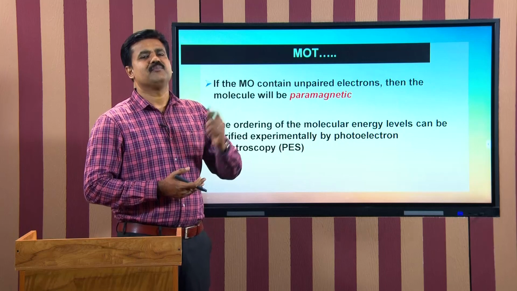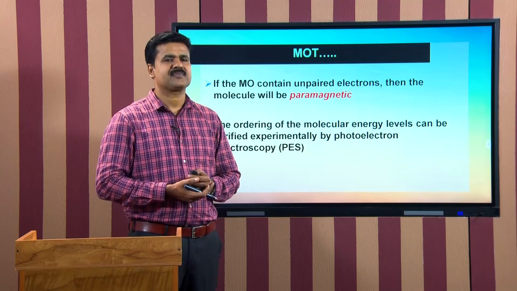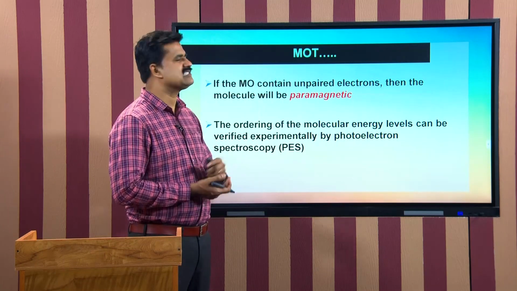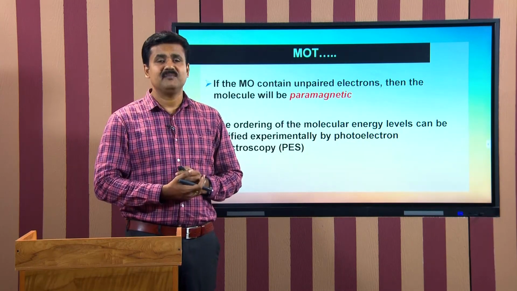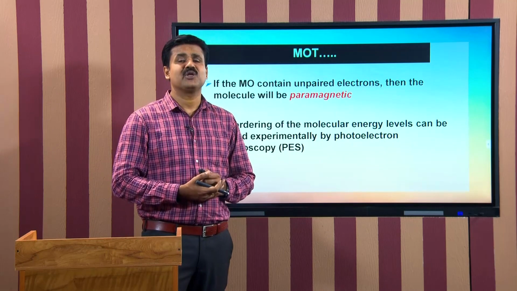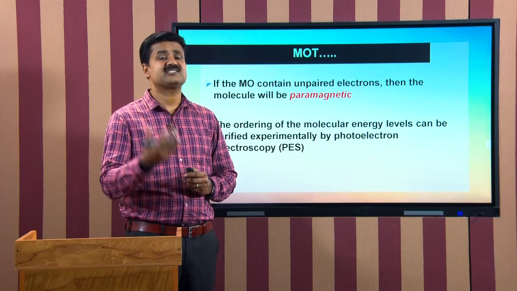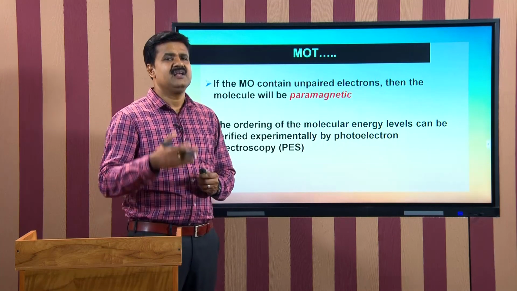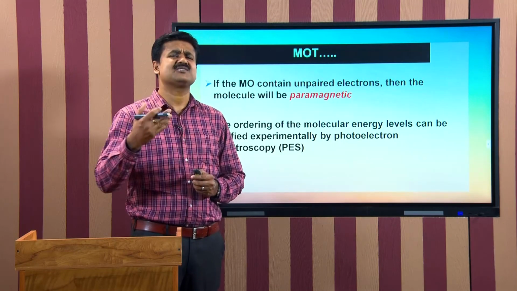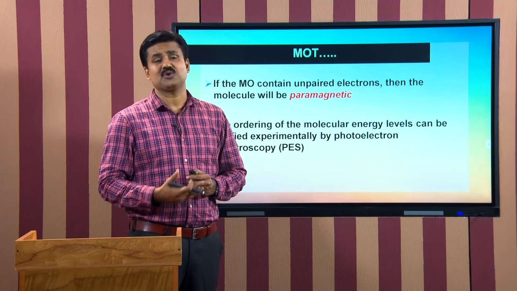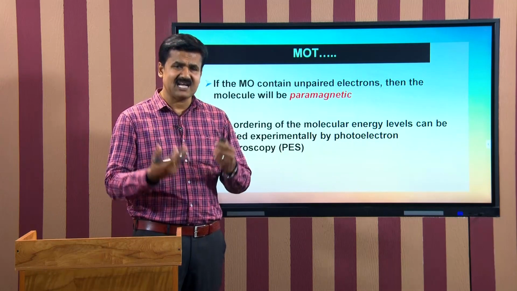Now, two important concepts we are discussing here are the paramagnetic feature and stability. If the molecular orbitals contain at least one unpaired electron, then the molecule will be paramagnetic. Otherwise, the molecule will be diamagnetic. You should know that paramagnetism arises due to the presence of unpaired electrons. So, if you are analyzing the MO diagram and you can see at least one unpaired electron in any one of the molecular orbitals, you can say that the molecule will be paramagnetic. Otherwise, the molecule will be diamagnetic.